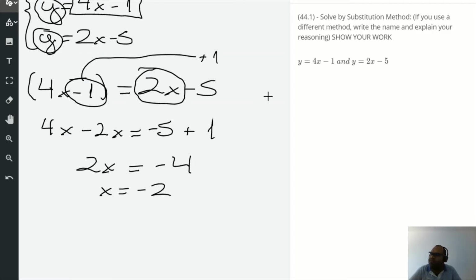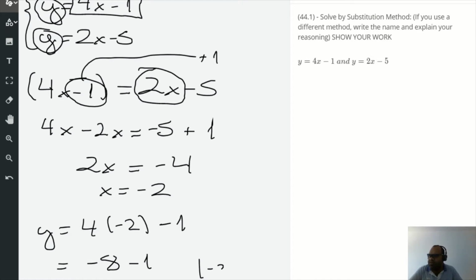Let's use this value in the first equation. My first equation is y equals 4x minus 1. Oh, I don't have any divided for x, it is -2. 4 times -2 is -8, minus 1. y equals -8 minus 1, it is -9. And here's my solution, guys: x equals negative 2 and y equals negative 9. Great. Pretty simple to understand and to solve.